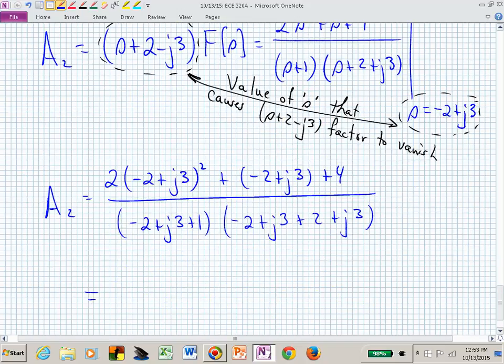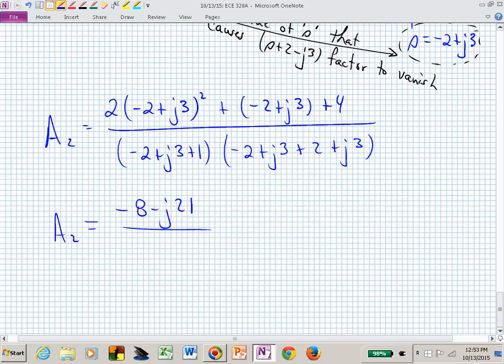If you do the complex math, complex meaning you have complex numbers in the numerator and denominator, you will end up with minus 8 minus j21. Where is that point located in the complex s-plane? Just to give you a feel for that as a complex number, you walk into the left half plane minus 8, and then you go down 21 paces. That's in the third quadrant.